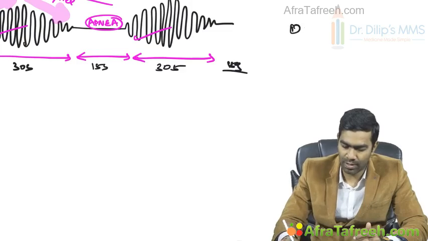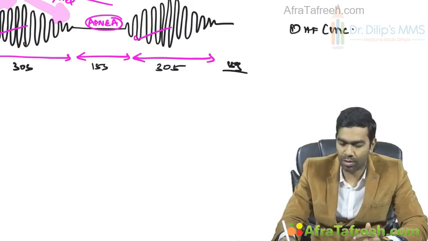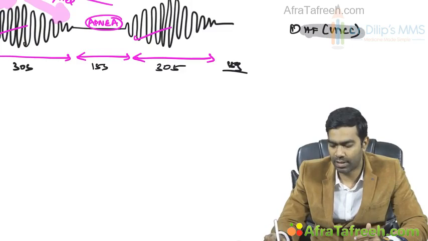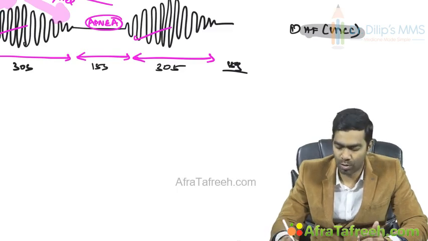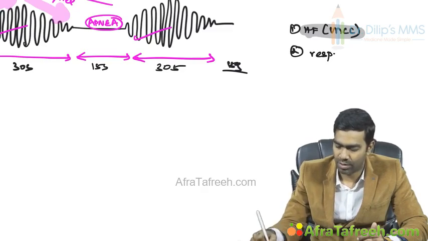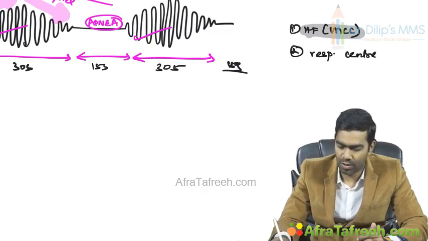The very important cause of Cheyne-Stokes respiration is heart failure, which tends to be the most common cause. Contrary to the popular expectation that brain injury will be the common cause of Cheyne-Stokes, no, it's actually heart failure that tends to be the most common cause of Cheyne-Stokes respiration. Then respiratory center damage. As usual, like stroke, you can get it.